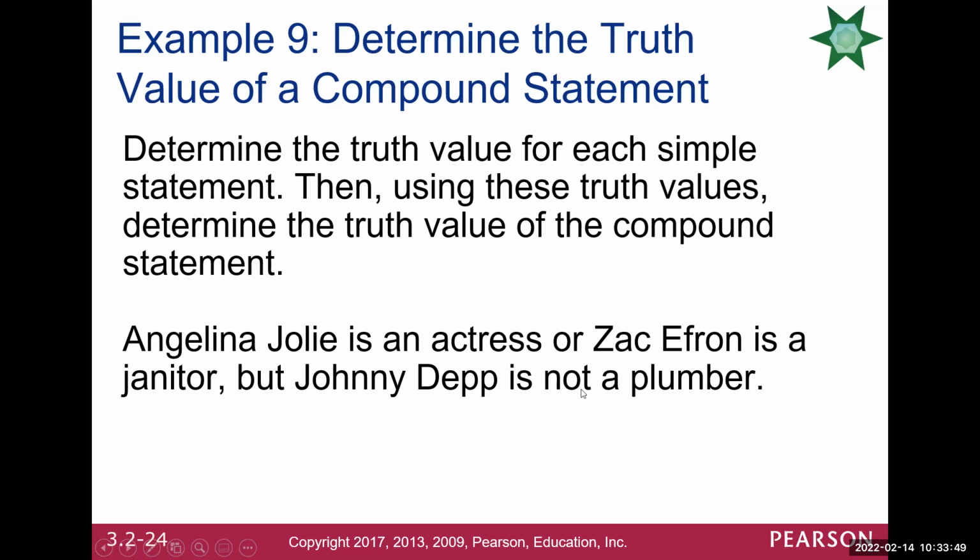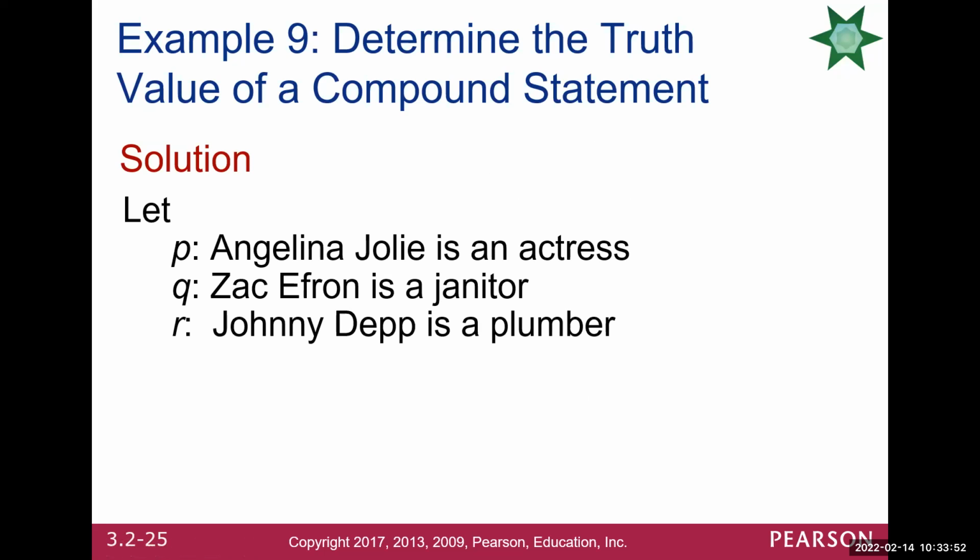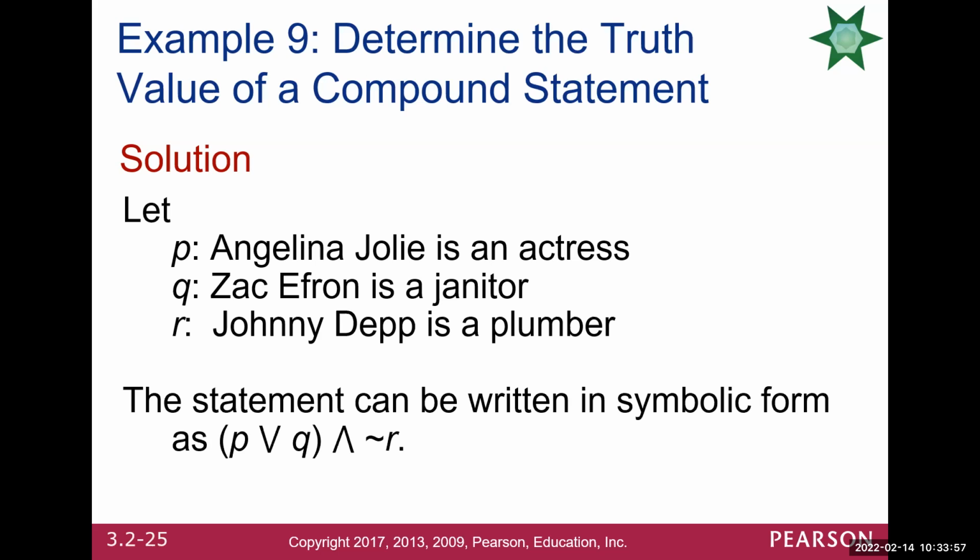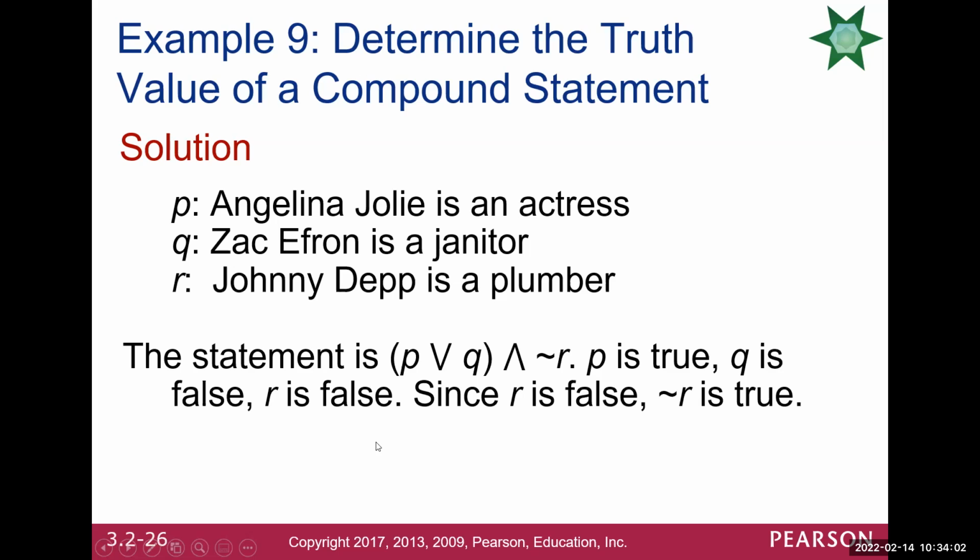Because it has that negation, our R is him being a plumber. But in our statement symbolically, we negate it. Okay. Now, we know that our P is a true statement, right? Angelina Jolie is an actress. So P is true. We know that Zac Efron is not a janitor. So that Q statement is false. And we know that Johnny Depp is not a plumber. Therefore, our R statement is also false.